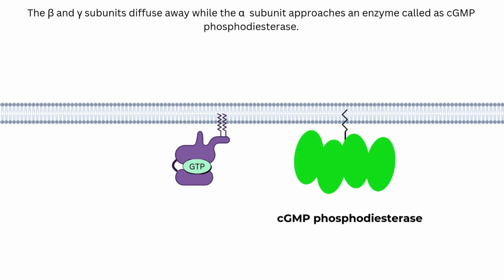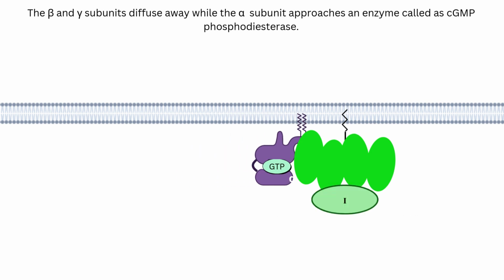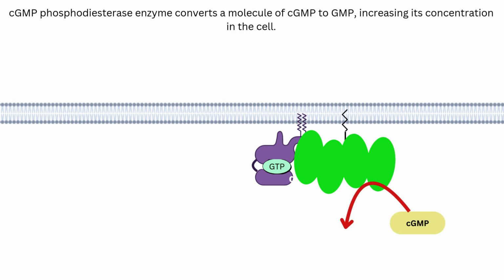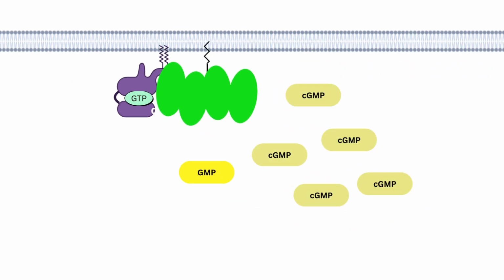The beta and gamma subunits diffuse away while the alpha subunit approaches an enzyme called cyclic GMP phosphodiesterase. The binding of the G protein subunit causes the inhibitory subunit of phosphodiesterase to be removed, causing its activation. cGMP phosphodiesterase enzyme converts a molecule of cyclic GMP to GMP, decreasing its concentration in the cell.